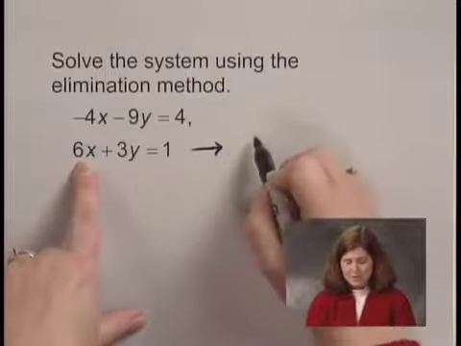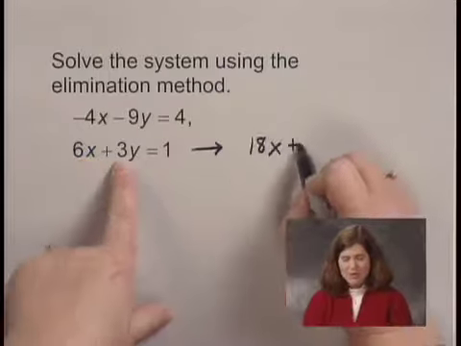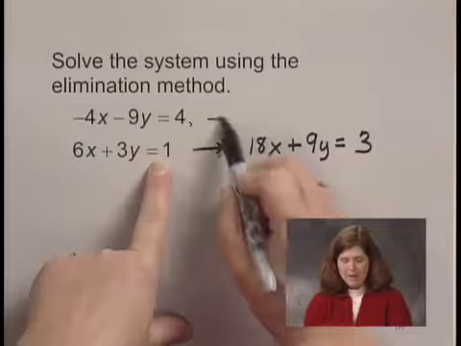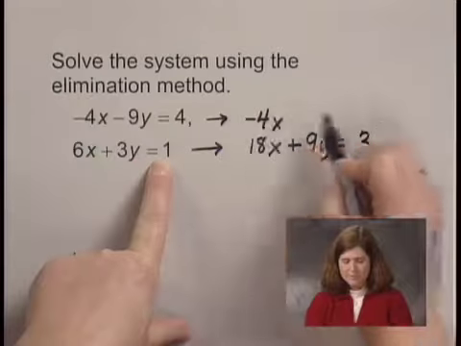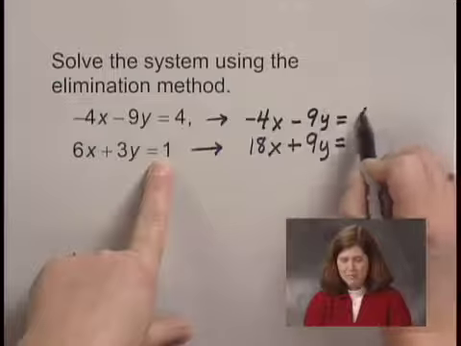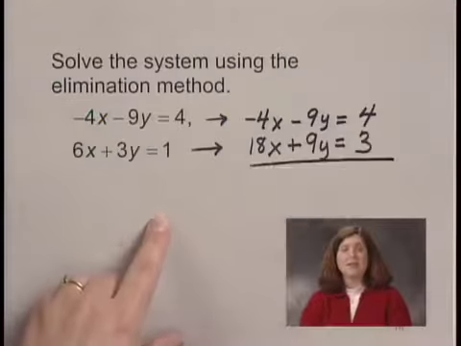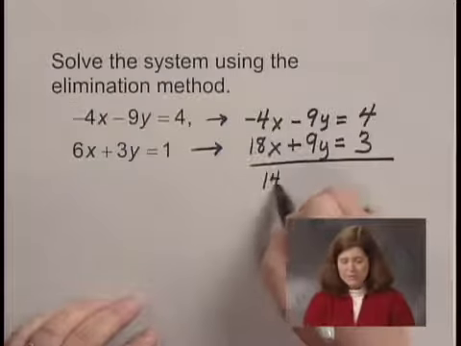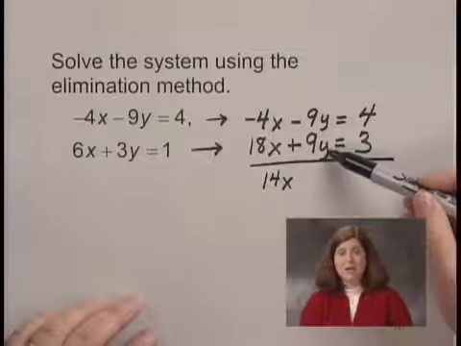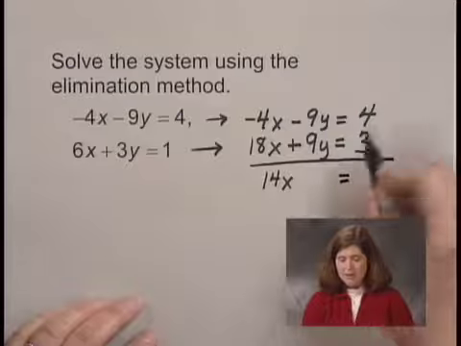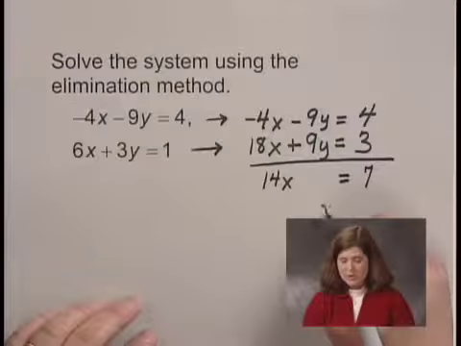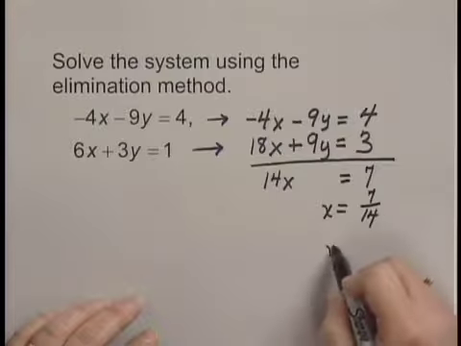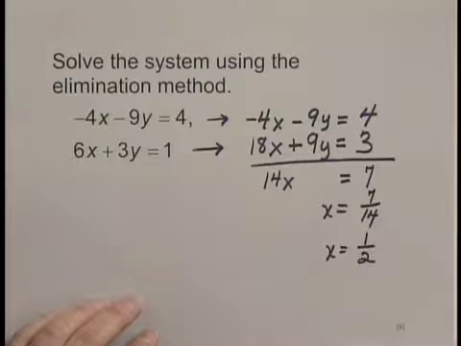I'm going to multiply 6x by 3, 3y by 3, and 1 by 3. And this equation I'm going to leave alone because I already have minus 9y in it. Now when I add these two equations, I have negative 4x plus 18x is 14x, negative 9y plus 9y is 0, and 4 plus 3 is 7. So I have 14x equals 7, and dividing both sides by 14, x equals 1/2.